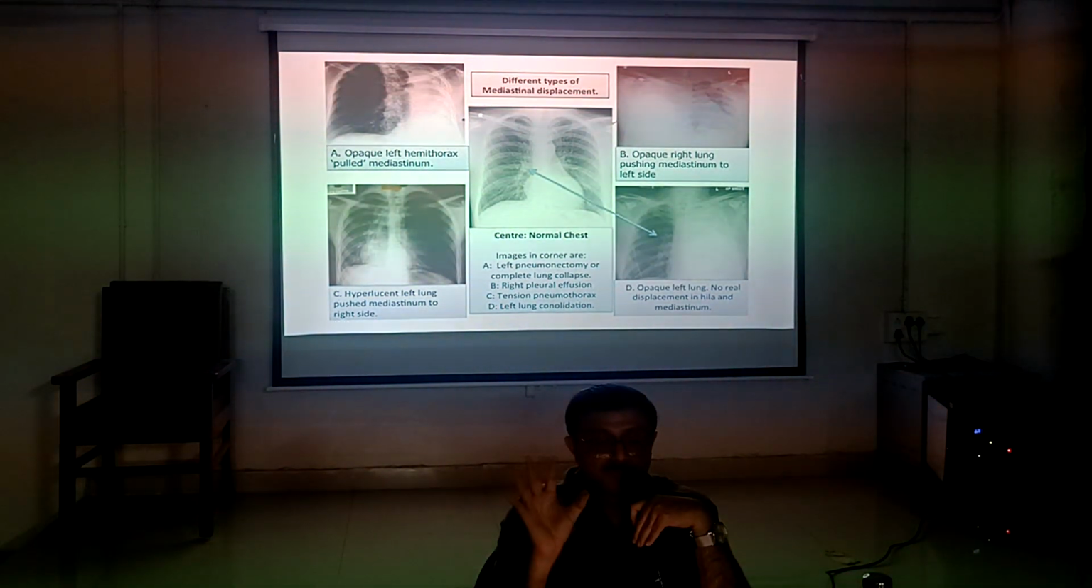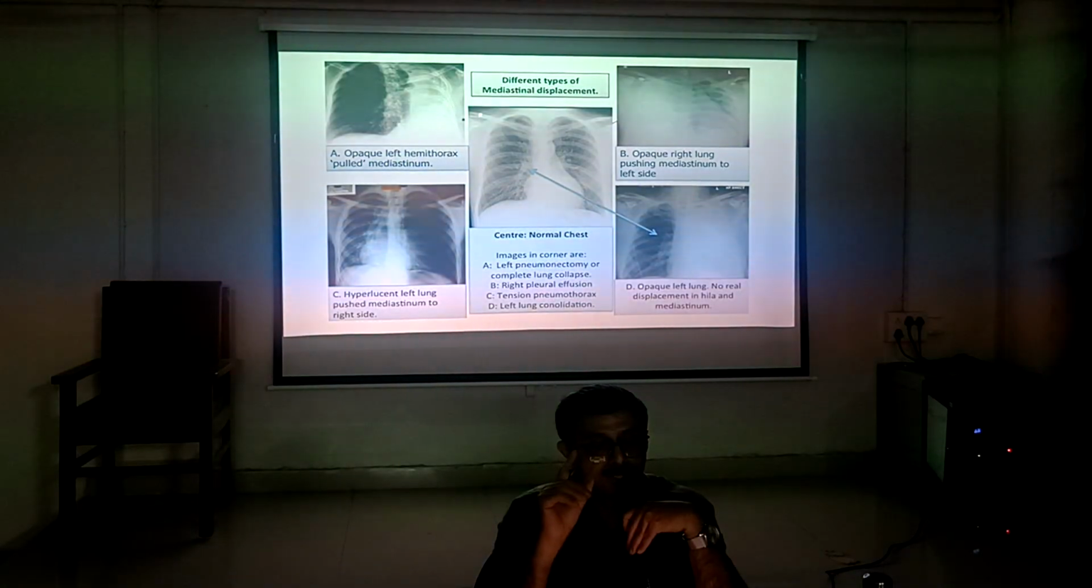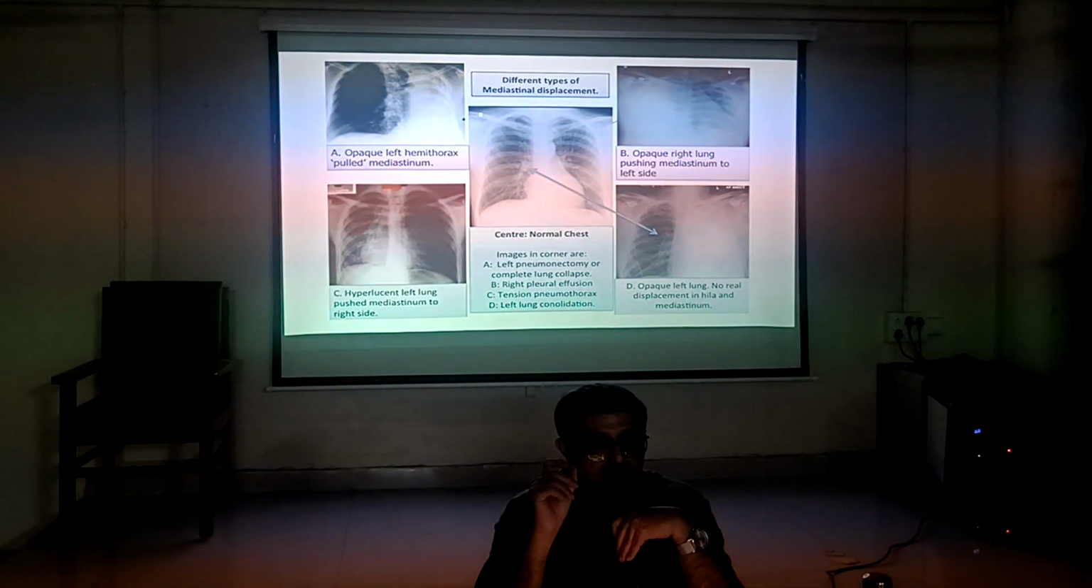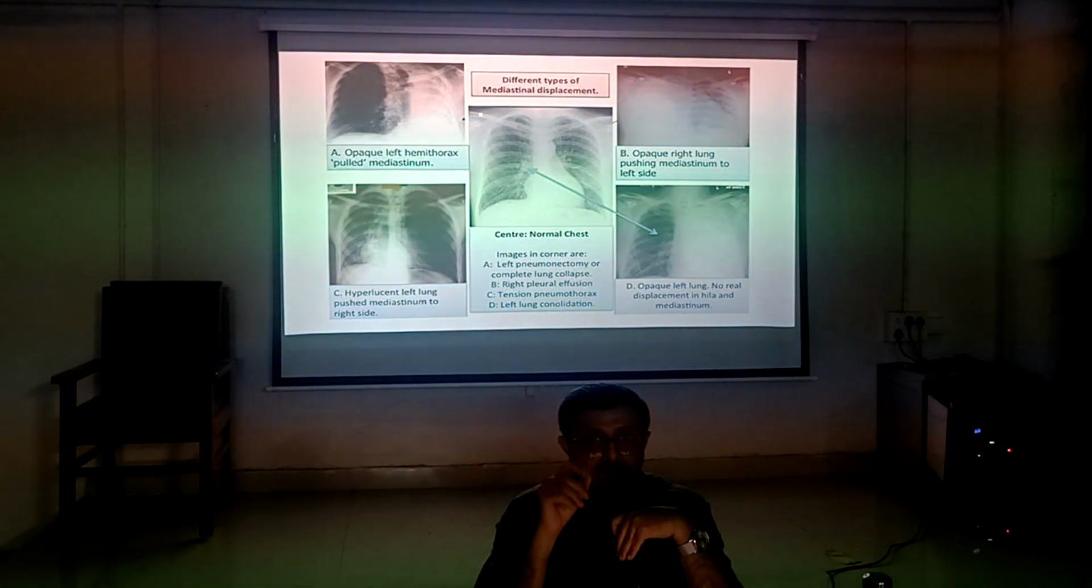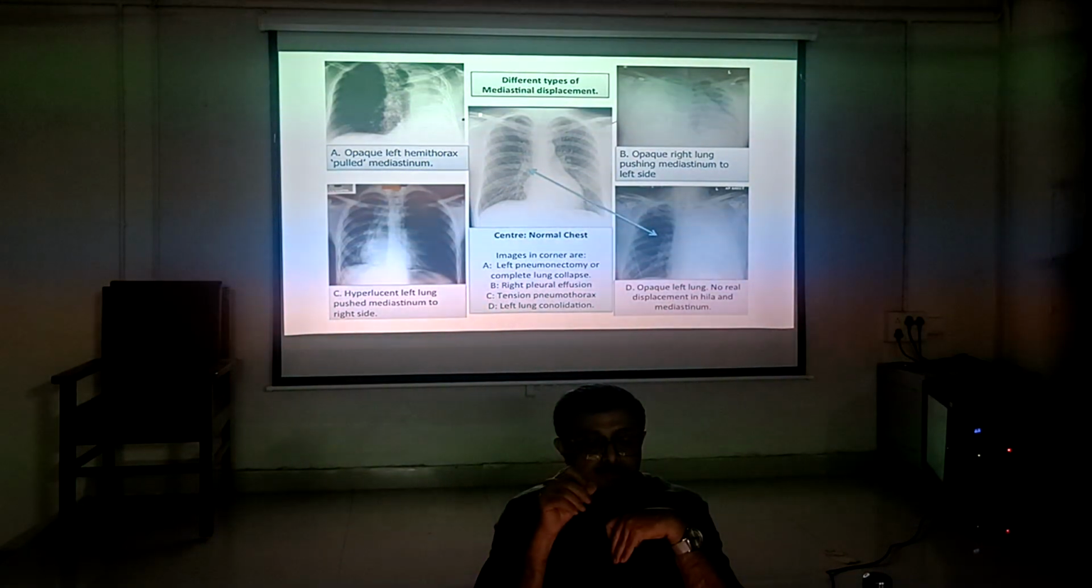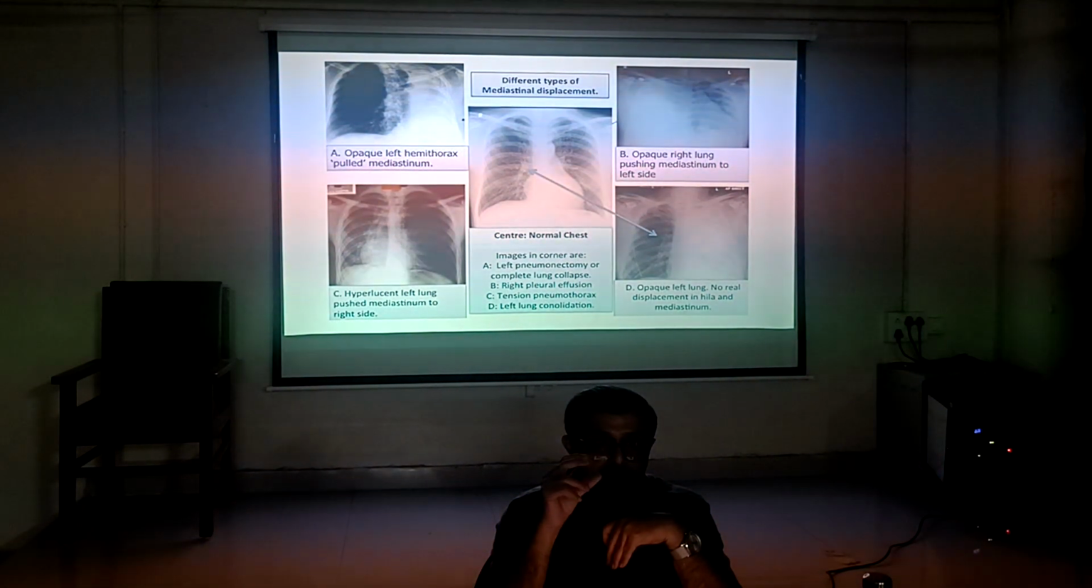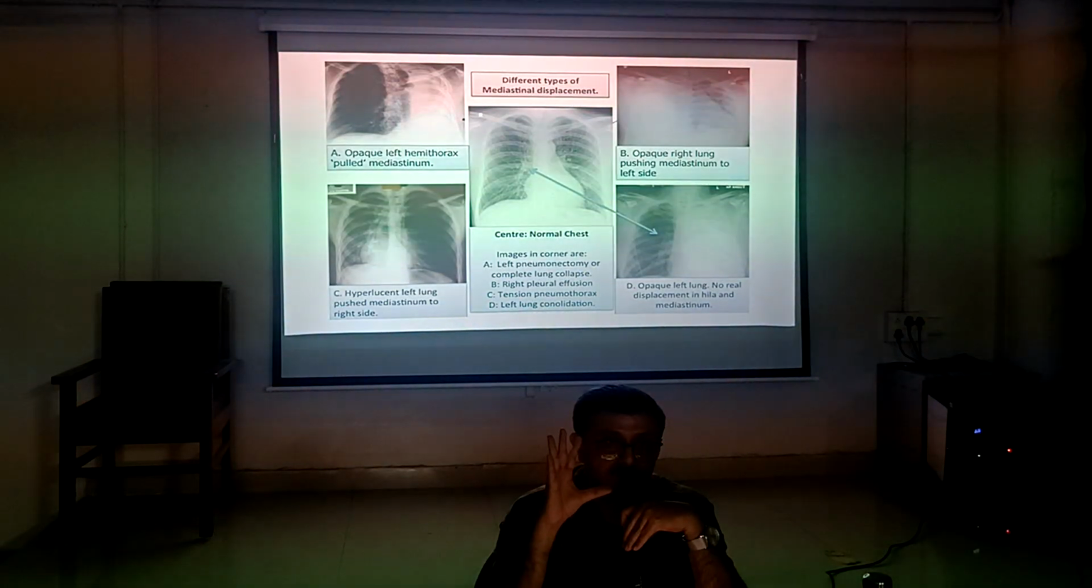So now, different types of mediastinal displacement. A. Opaque left hemithorax. What can it be? It can be left pneumonectomy or loss of lung volume.